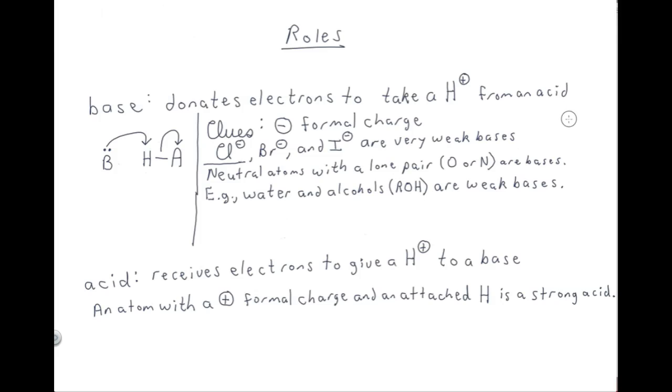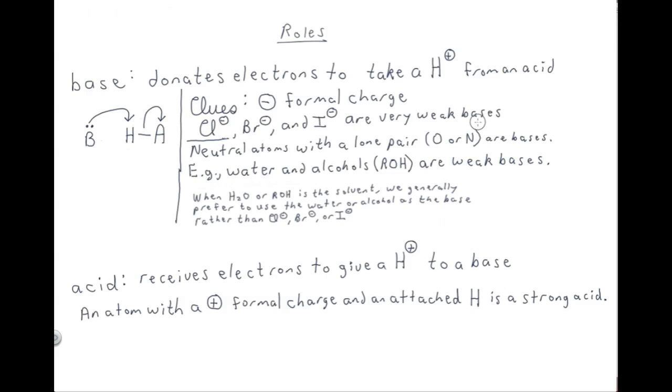The upshot is that most professors would prefer that you not use these ions as bases unless there's nothing else better around. Most professors will only use these species as bases if there's nothing else better around. In particular, most professors would prefer for you to use water and alcohol as the base, rather than Cl minus, Br minus, or I minus. The upshot is that if water or alcohol is the solvent, most professors would prefer for you to use the water or alcohol as the base, instead of Cl minus, Br minus, or I minus.